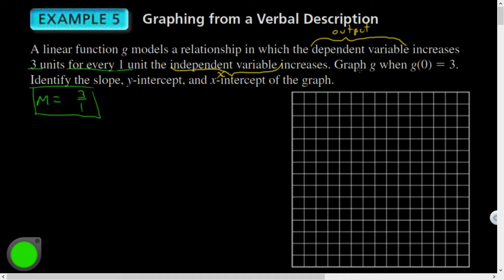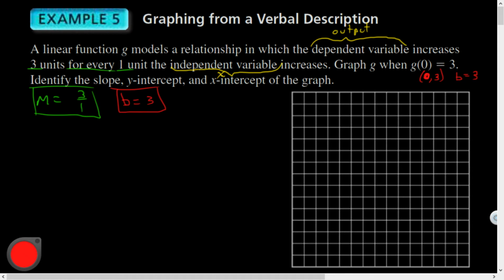Then it says graph g when g of 0 equals 3. So if I plug in 0, my output is 3. Plugging in 0 for x, I could think of that as the point (0, 3). That happens to be the y-intercept, b equals 3. That looks kind of like a 6 there. I think I made it worse, but that's fine. So it says identify the slope, done, the y-intercept, done, and the x-intercept of the graph.